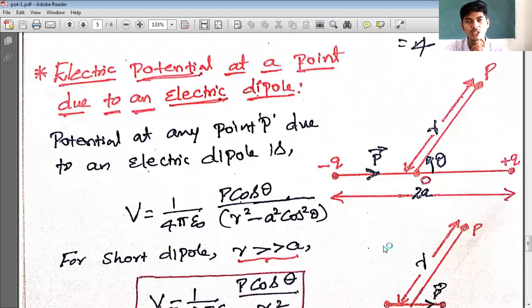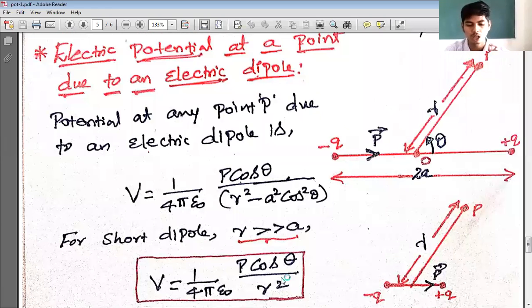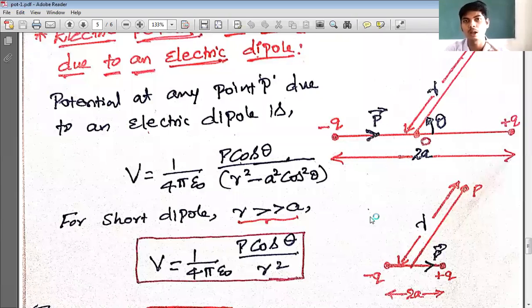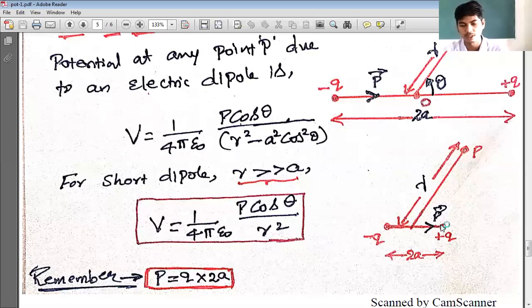If the dipole is very short, what is a short dipole? A short dipole is one whose length is very small in comparison with the distance of the point. How is the length of the dipole with respect to the distance of the point? Whether the length of the dipole is very small in comparison with the distance of the point, or the length of the dipole is very large in comparison with the distance of the point. How is the length of the dipole with respect to the distance of the point?